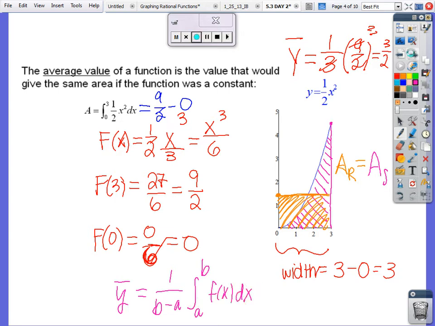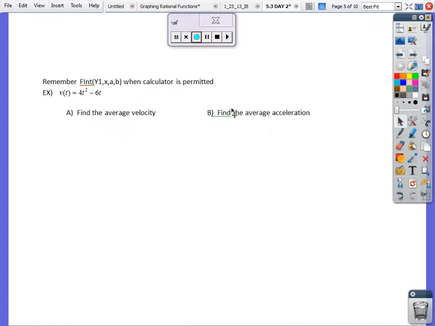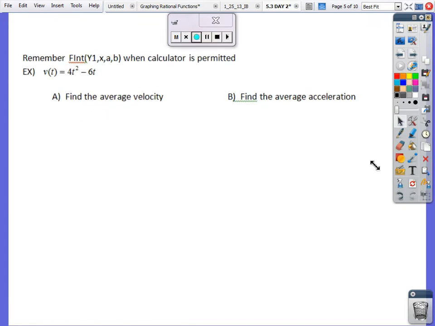All right. So I do want you to know how to do it with the calculator, but I also want to show you that now that we're substituting in real life terms such as velocity and acceleration, there's going to be a little bit of confusion. You're going to start to get confused between an average rate of change and an average value. So I'm going to show you the easiest way to figure out which formula to use.